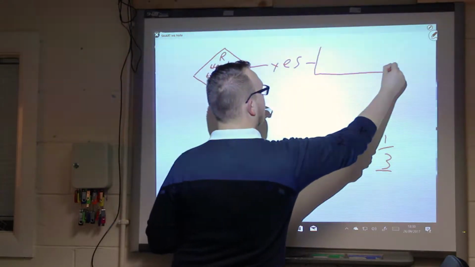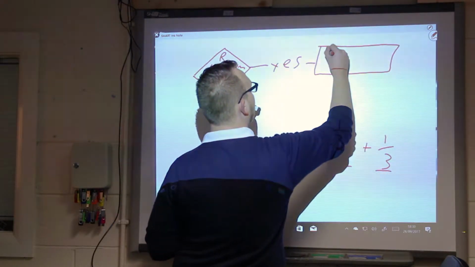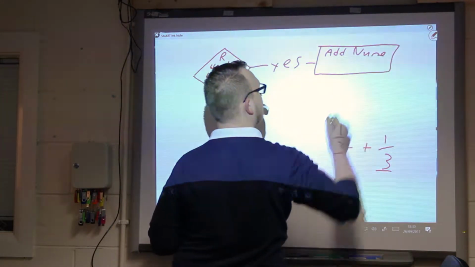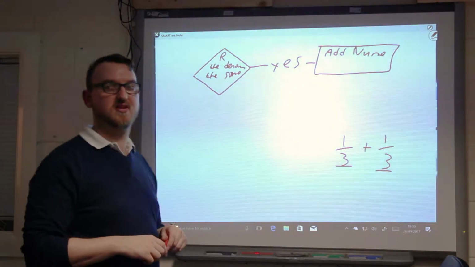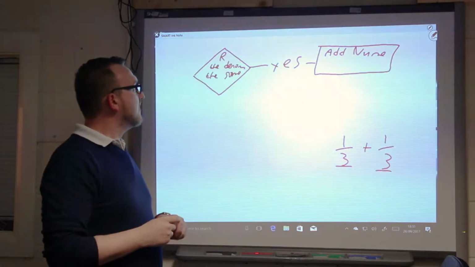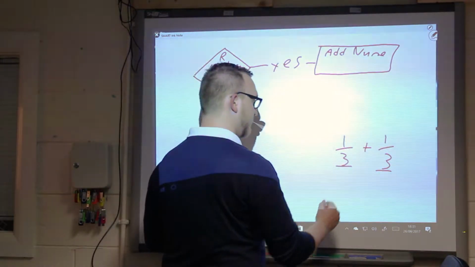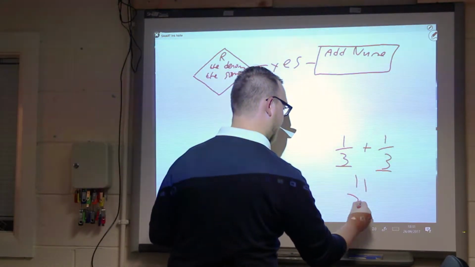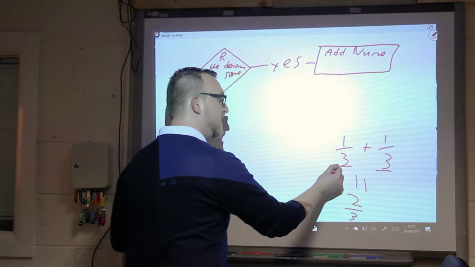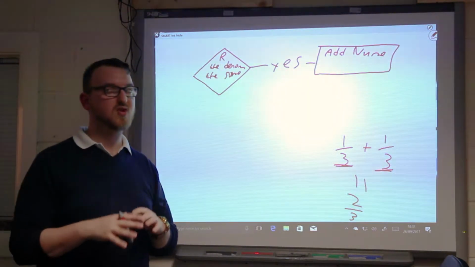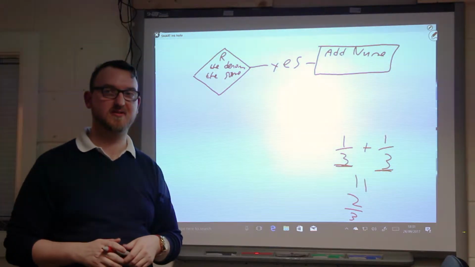and the process for that is nice and simple. We add numerators. I would write it all out, but we've got time for that. So when we add the numerators, 1 add 1 is 2, so our answer is nice and simple, 2 over 3. If the denominators are the same, we leave them be. We don't change them, and that carries over to the answer.